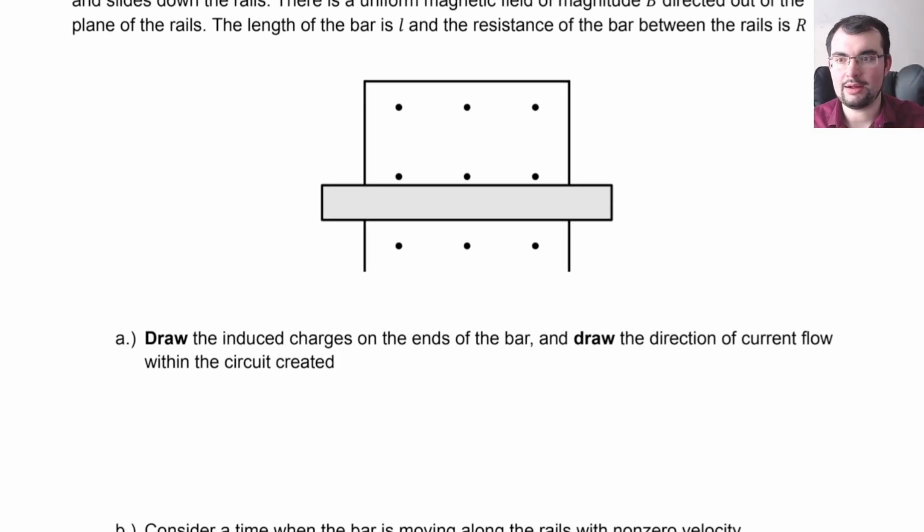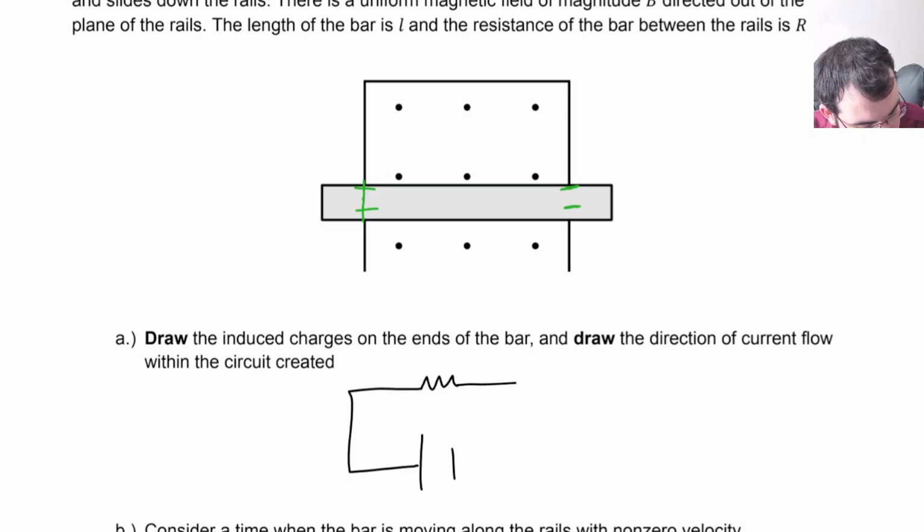Okay, well, I'm going to be falling down. So my V is down for the bar, and my field is out. So I slap my positive charges to the left. So that would mean this end of the bar is positive, this end of the bar is negative. So I've essentially created this circuit. So this is my positive end of the battery. So my current will once again be clockwise.